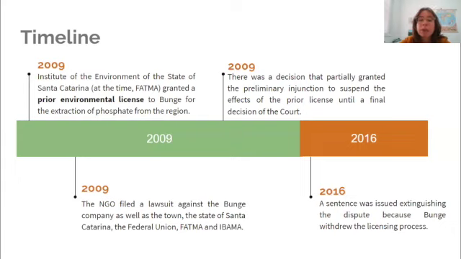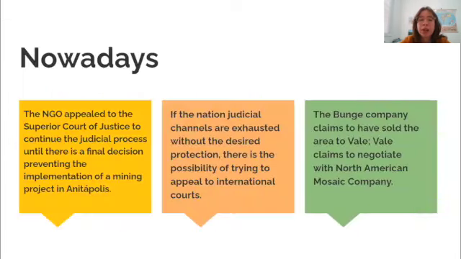The judicial process took years, and the Federal Prosecution Service, the Public Defender Office, and several city halls joined alongside the NGO. In 2016, a sentence was issued extinguishing these disputes because Bunge withdrew the license process. But since the merits were not analyzed, the NGO appealed to the Superior Court of Justice to continue the judicial process until there was a final decision preventing the implementation of a mining project in Anitápolis. This is still a pending case.